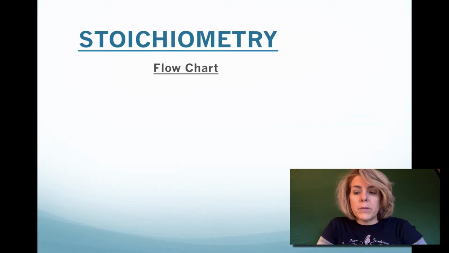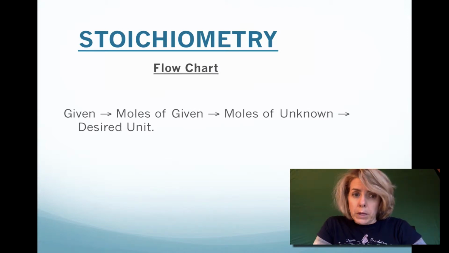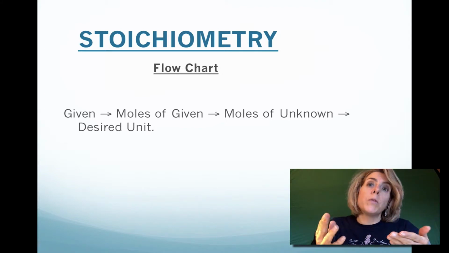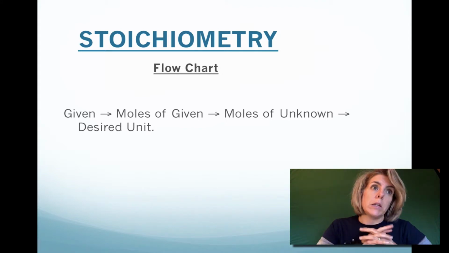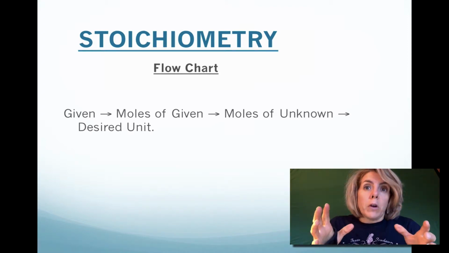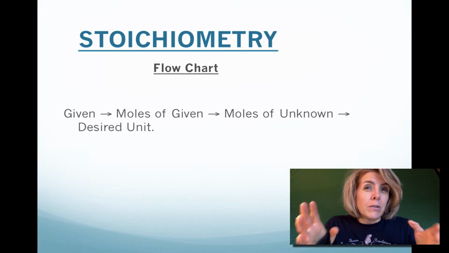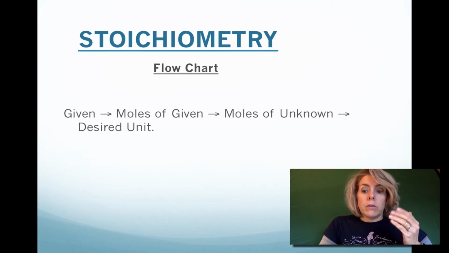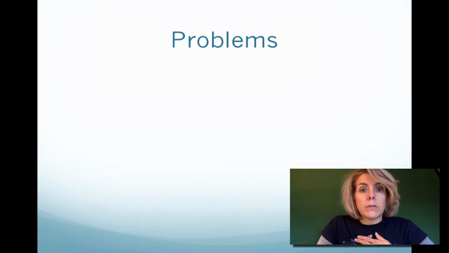Okay, so typically with a stoichiometry problem, notice that you start off with a given. You convert it to moles of the given, and that's typically done with molar mass. And then you have moles of unknown. You're going to use the mole ratio. Remember that it's that fraction using the coefficients that I talked about. And then eventually you get it to the correct unit that you want.